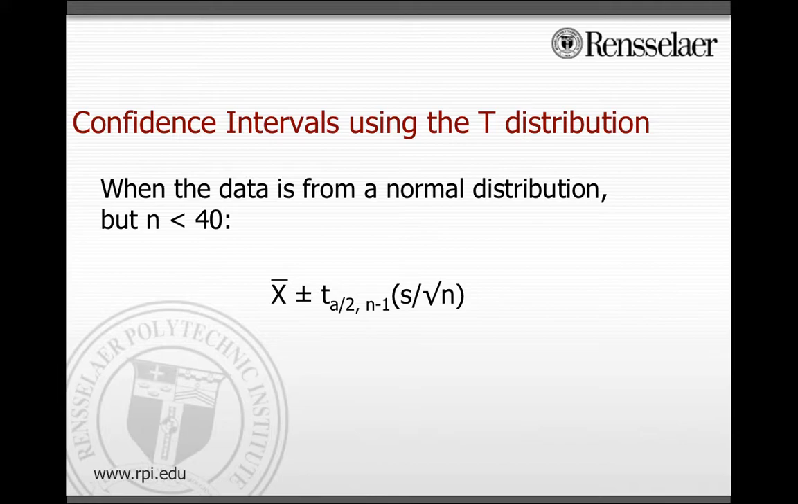The formula for the t-distribution confidence interval is very similar to the z-score formula, as you can see here. The only difference is our substituting a t-score for a z-score, and the t-score not only uses the alpha value, but the degrees of freedom, which is n-1. And you'll also use the sample standard deviation instead of the population standard deviation.